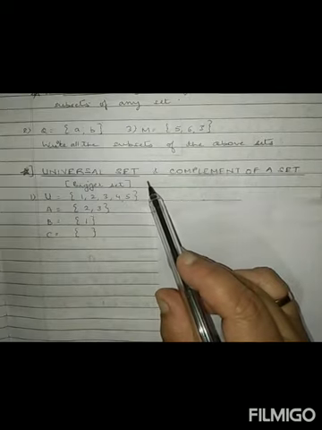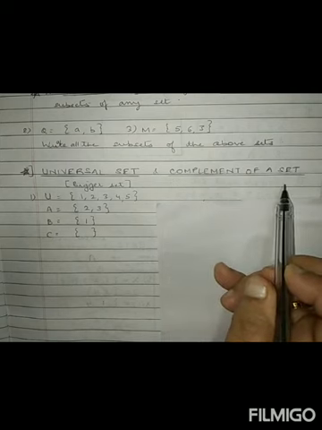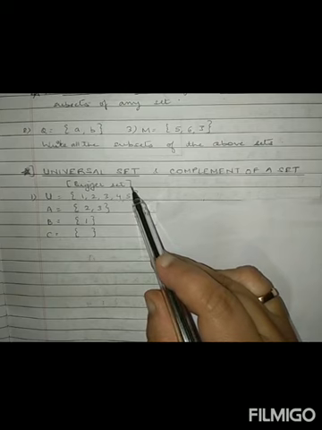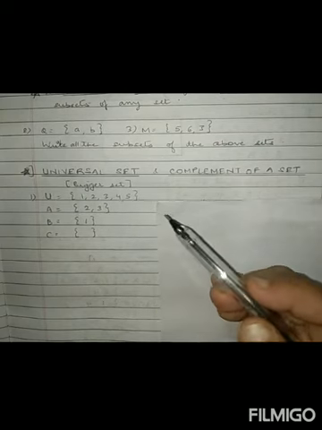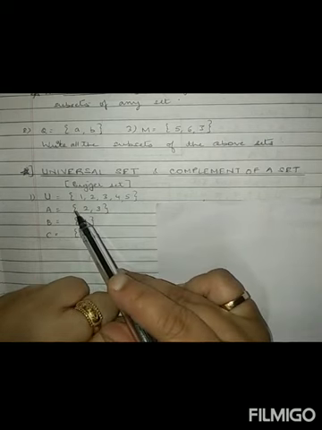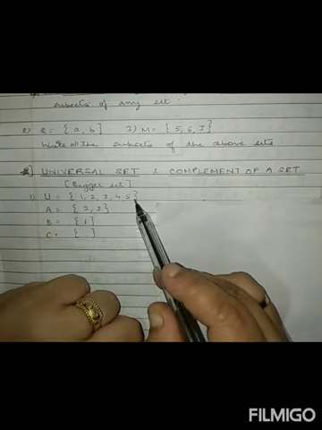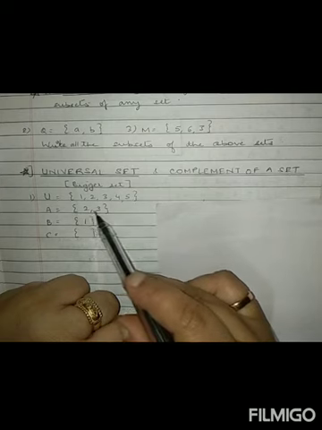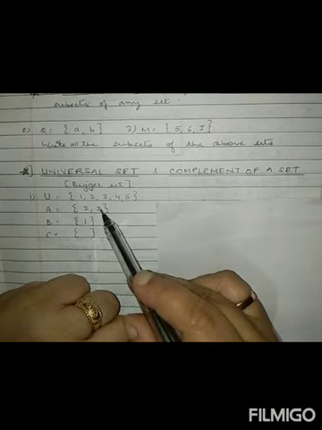A universal set and the complement of a set. A universal set again is a bigger set with lots of subsets. Let us consider one example. U is a universal set and A is given to us as 2, 3. We have to find its complement set.